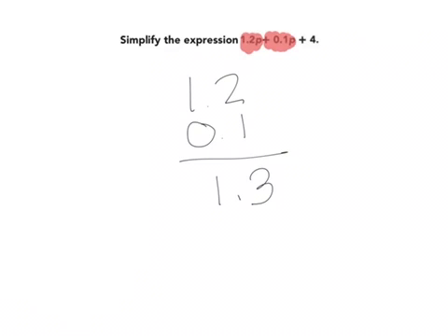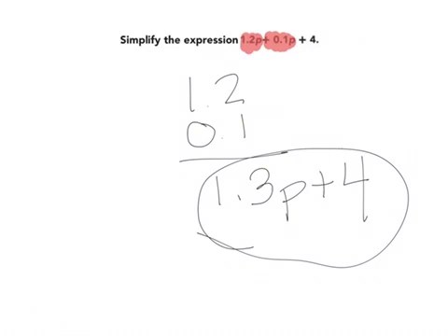Okay, so let's try it again. We have 1.2p plus 0.1p plus 4. I'm going to figure out which ones are like terms and which are unlike terms. 1.2p and 0.1p are like terms, and the 4 is an unlike term. So I add 1.2 and 0.1, and I get 1.3p plus 4. That is as simplified as it can get. You are not allowed to combine this term and this term because they are unlike terms.